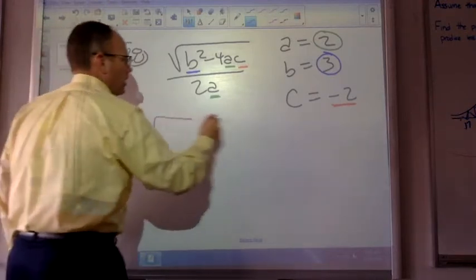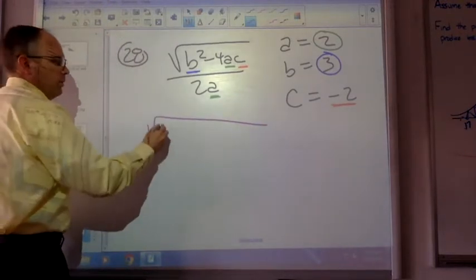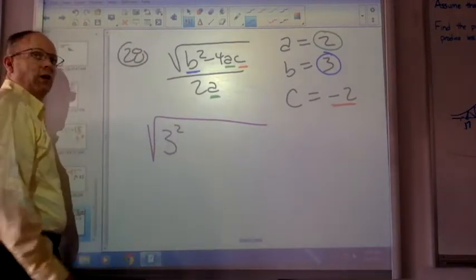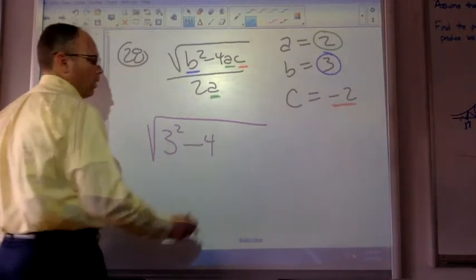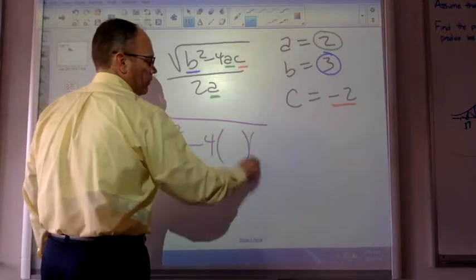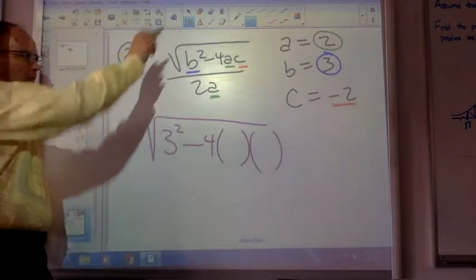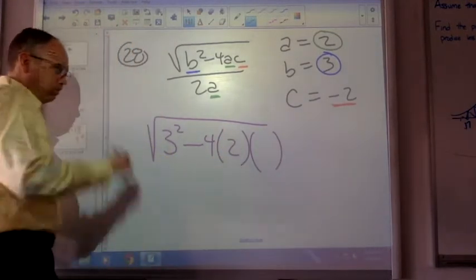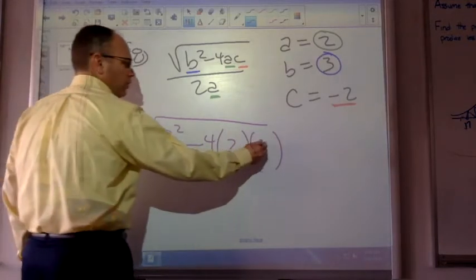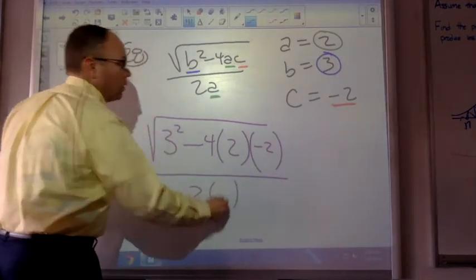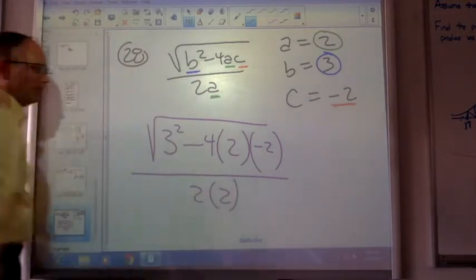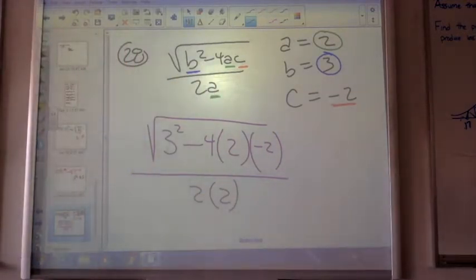So I have b squared. Well, we said b was 3, so I have 3 squared. Is that okay so far? There's a minus sign, followed by a 4. That 4 is a constant. My a value I said is 2. My c value I said was negative 2. All over my a value I said was 2. Is that okay so far?